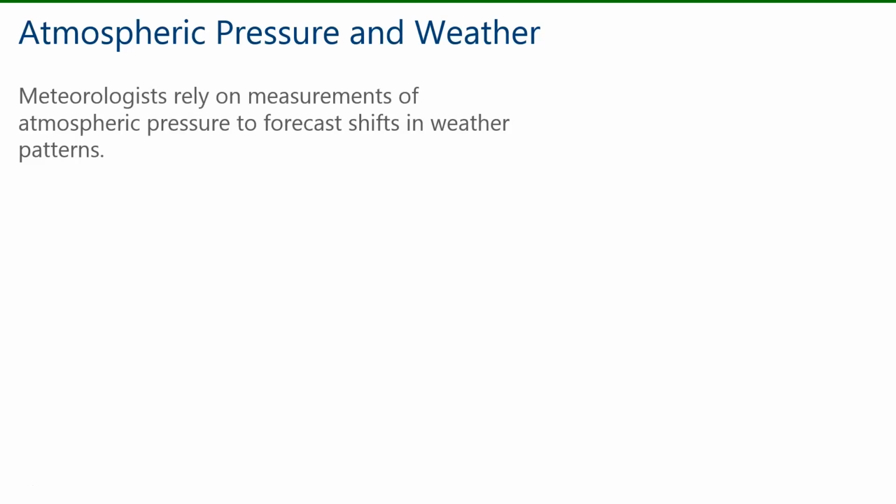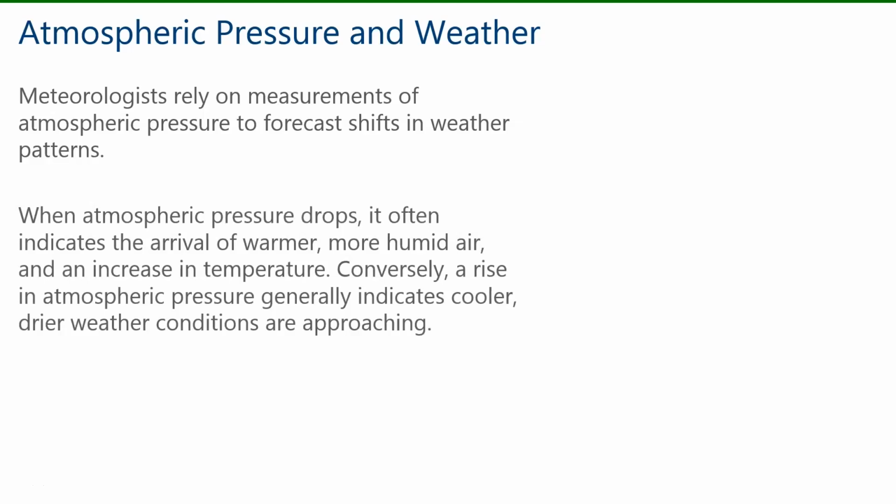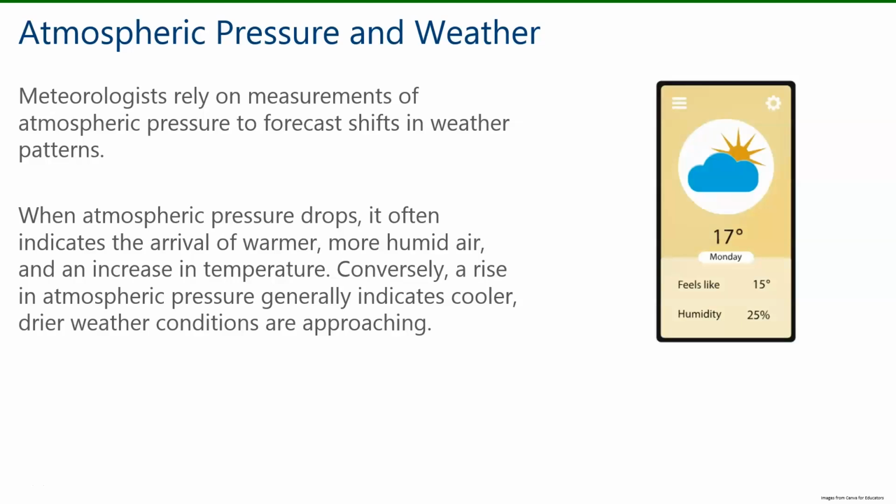Meteorologists rely on measurements of atmospheric pressure to forecast shifts in weather patterns. When atmospheric pressure drops, it often indicates the arrival of warmer, more humid air and an increase in temperature. Conversely, a rise in the atmospheric pressure generally indicates cooler, drier weather conditions are approaching.